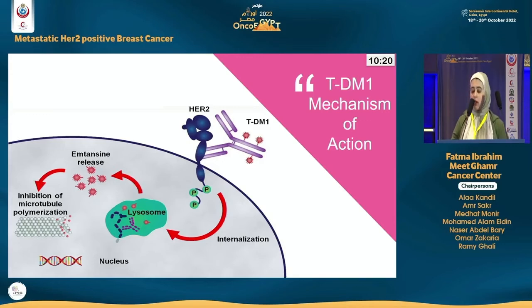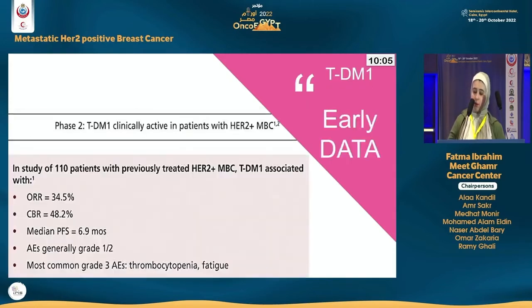Regarding TDM1 mechanism of action, we can see when TDM1 binds to a subdomain of HER2, it leads to receptor internalization and, by lysosomal degradation, emtansine release and inhibition of microtubule polymerization, and so cell apoptosis and death. Early data was encouraging regarding overall response rate of about 34%, and the median progression-free survival was about 7 months, and acute toxicities were tolerated.